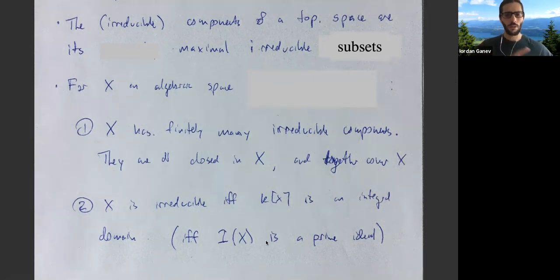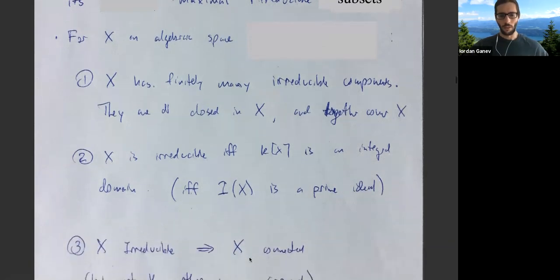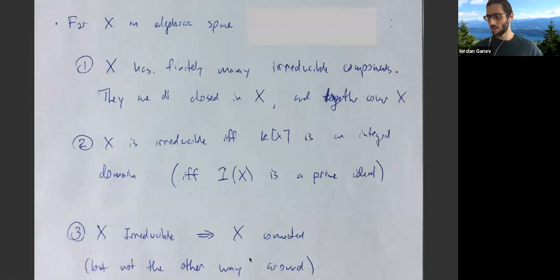I mentioned this bijection on the previous page about algebraic sets and affine K-algebras. If we want to translate this topological notion about irreducibility into an algebraic notion about the affine algebra, it turns out that the right notion is saying that the affine K-algebra is an integral domain. In other words, this ideal of functions vanishing on X is a prime ideal. That's the alarm. So let's take a break soon. Let me just finish this slide here.